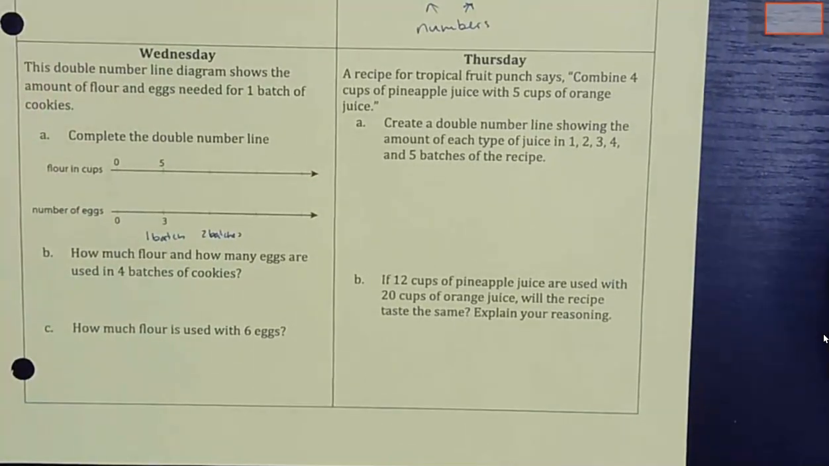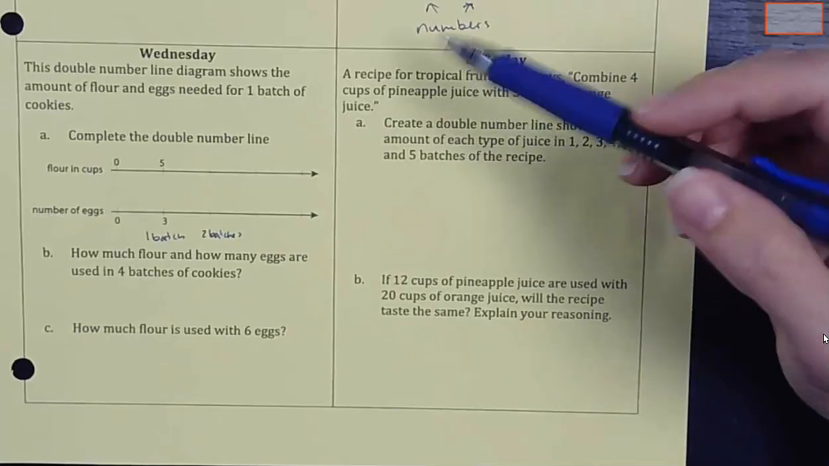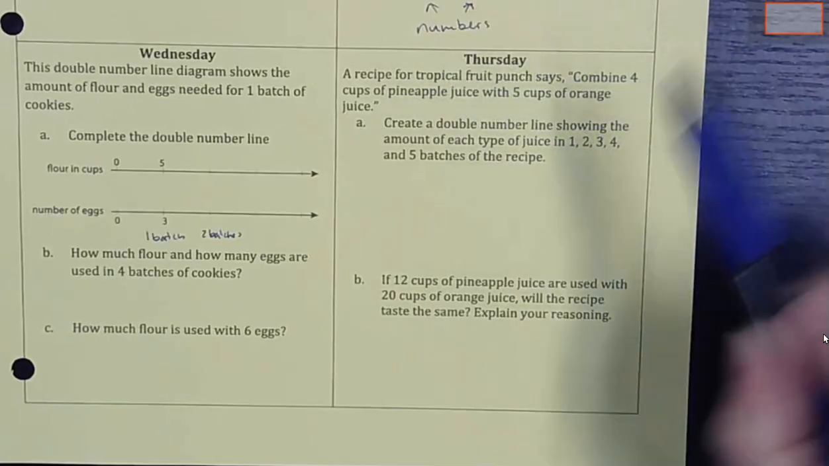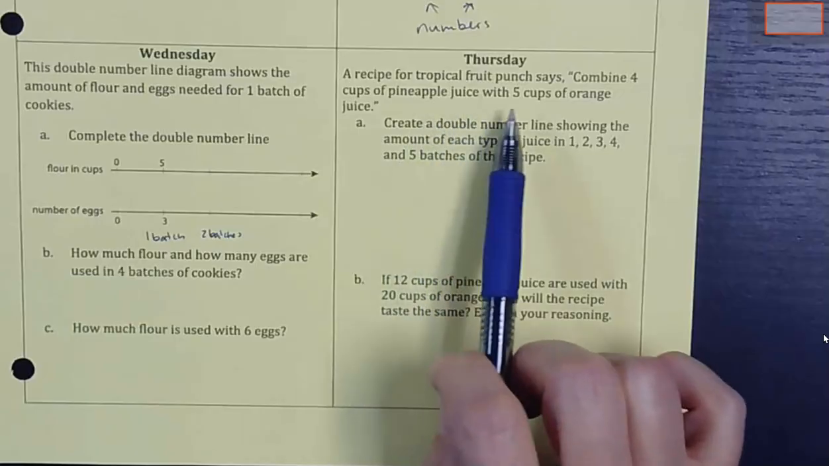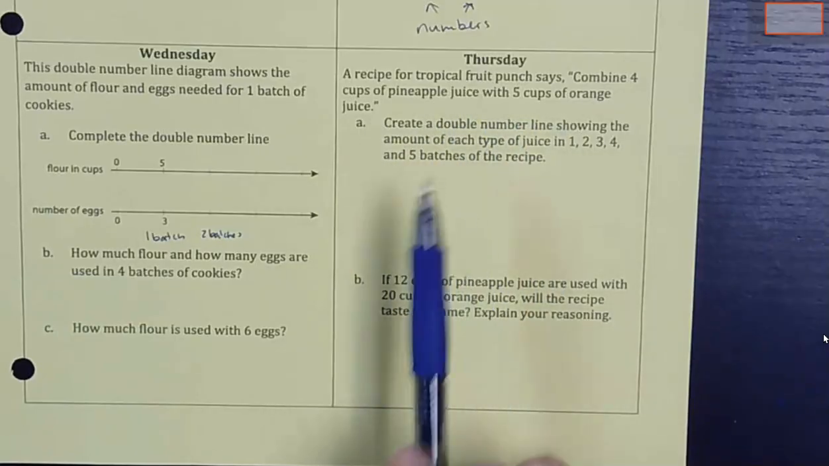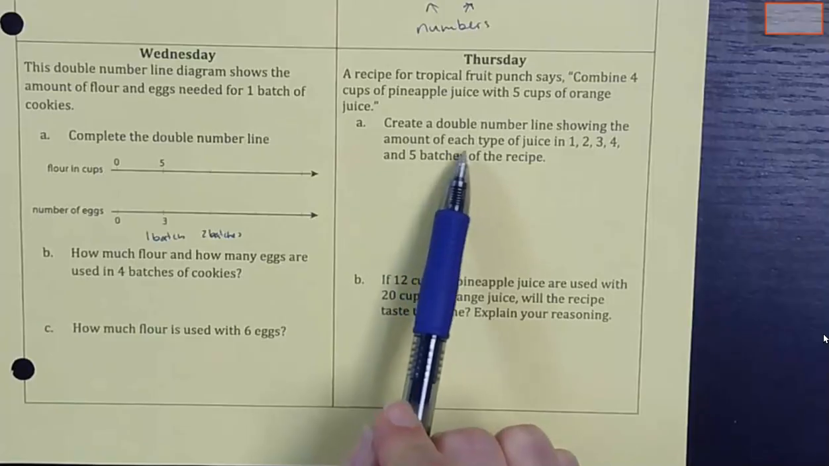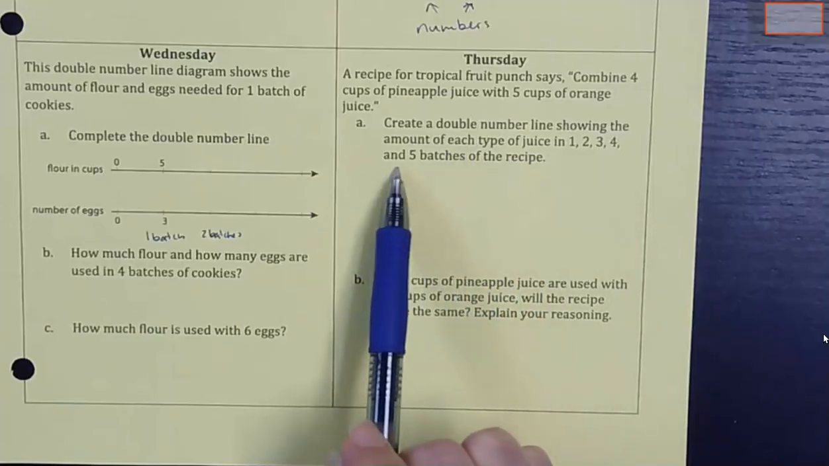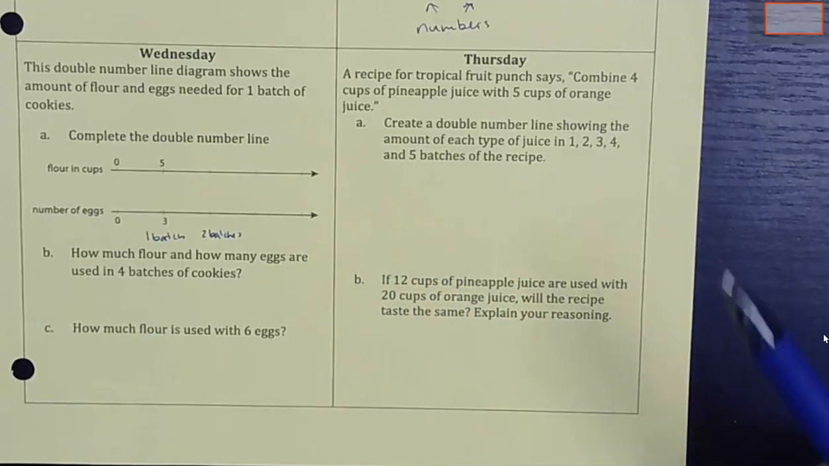Thursday says a recipe for tropical fruit punch says combine 4 cups of pineapple juice with 5 cups of orange juice. You're going to create a double number line showing the amount of each type of juice in 1, 2, 3, 4, and 5 batches of this recipe.